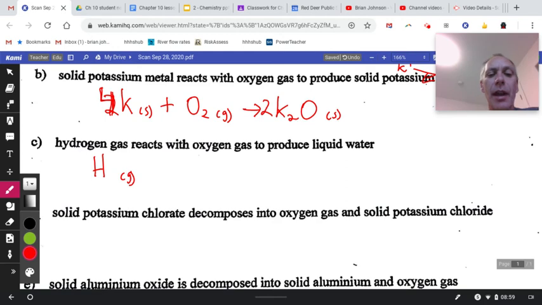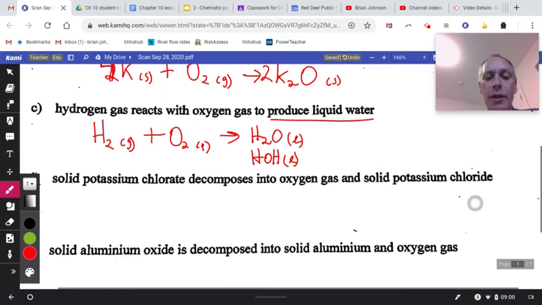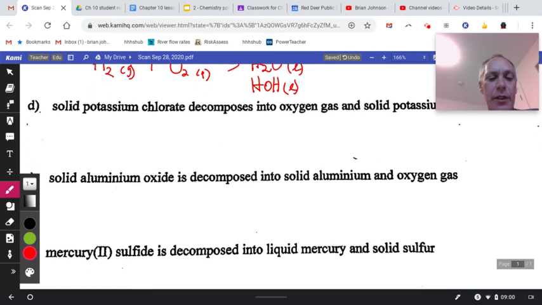Hydrogen gas. How did I do? I know, terrible. It's diatomic. That's better. Reacts with oxygen gas to produce liquid water. You can write water as H2O or HOH. They're both acceptable, and it is a liquid. And I'm not going to balance it, but you're welcome to if it's driving you crazy.